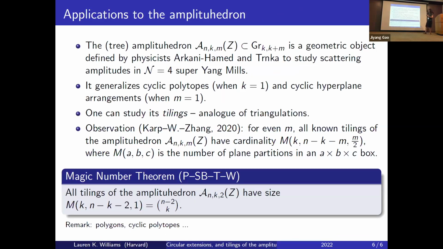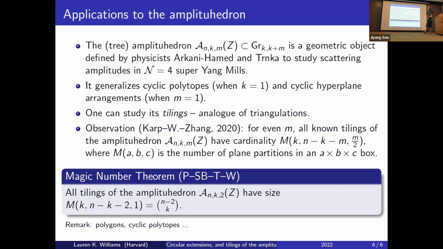And finally, we have applications to this physics object called the amplituhedron. This is a geometric object A_{n,k,m}(Z), indexed by 3 positive numbers n, k, and m. This object generalizes cyclic polytopes, and in particular, it generalizes polygons. And you can study its tilings. This is an analog of the notion of triangulation.